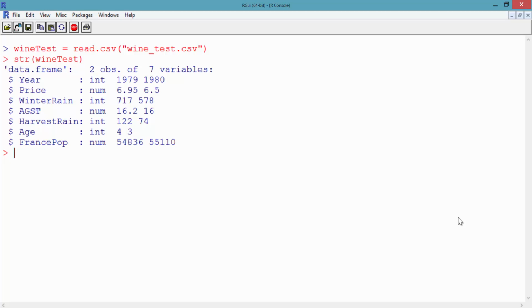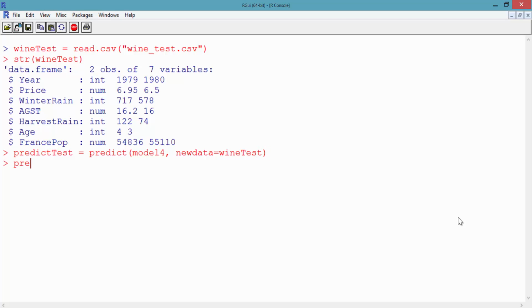To make predictions for these two test points, we'll use the predict function. We'll call the output predict test, and we'll use the predict function using model 4, our model with the 4 independent variables, and then we need to indicate that the new data that we want to make predictions for is in the data frame wine test.